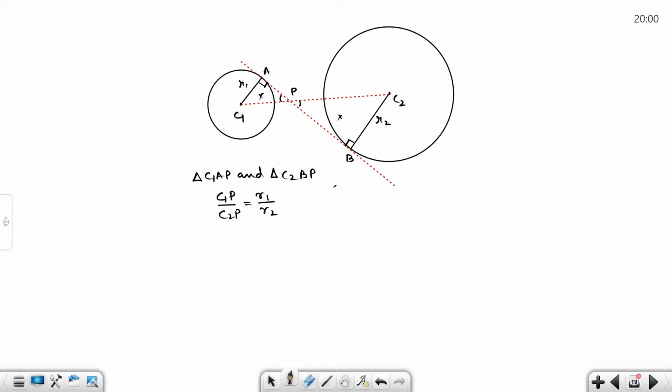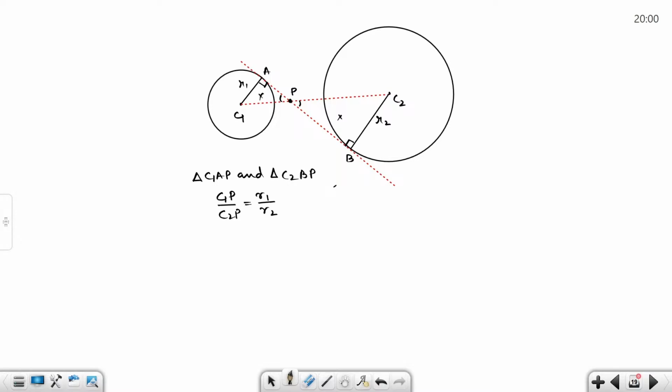So we can easily see that this point P is dividing the line joining the two centers of the circle, which is C1, C2 here, in the ratio R1 is to R2 internally. Is it clear? For the transverse common tangent, point P is dividing the line joining the two centers in the ratio of their corresponding radii internally.